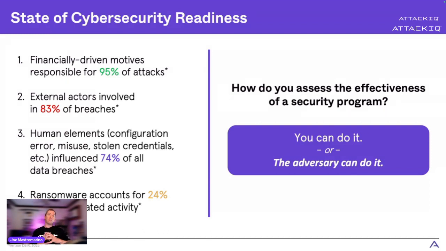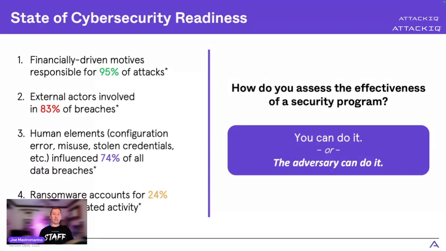And a really, really interesting one here, and one that we can also kind of work towards here, is that the human element, like misconfigurations, misuse of systems, stolen credentials, things like that, influences 74% of all data breaches, and ransomware accounts for 24% of attack-related activity. These statistics coming from the Verizon Data Breach Investigations Report.